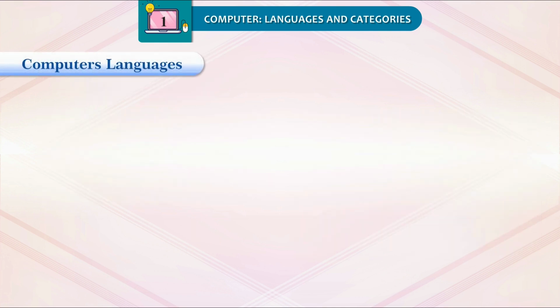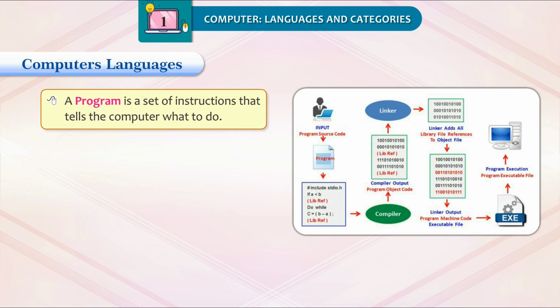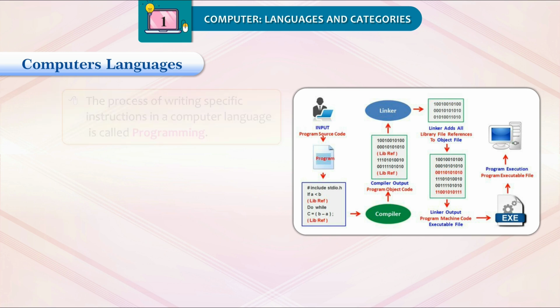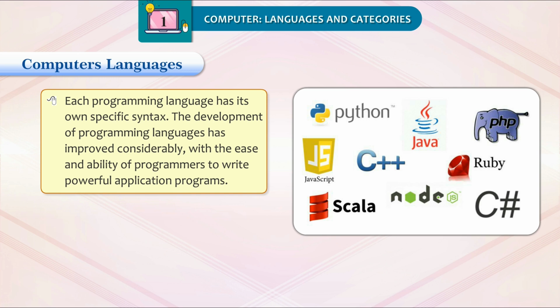Computers' languages. Language is a medium to express our views and feelings. To communicate with a computer, we need a language that a computer understands. For every action, a computer has to be given instructions accordingly. A program is a set of instructions that tells the computer what to do. The process of writing specific instructions in a computer language is called programming. Each programming language has its own specific syntax. The development of programming languages has improved considerably with the ease and ability of programmers to write powerful application programs.